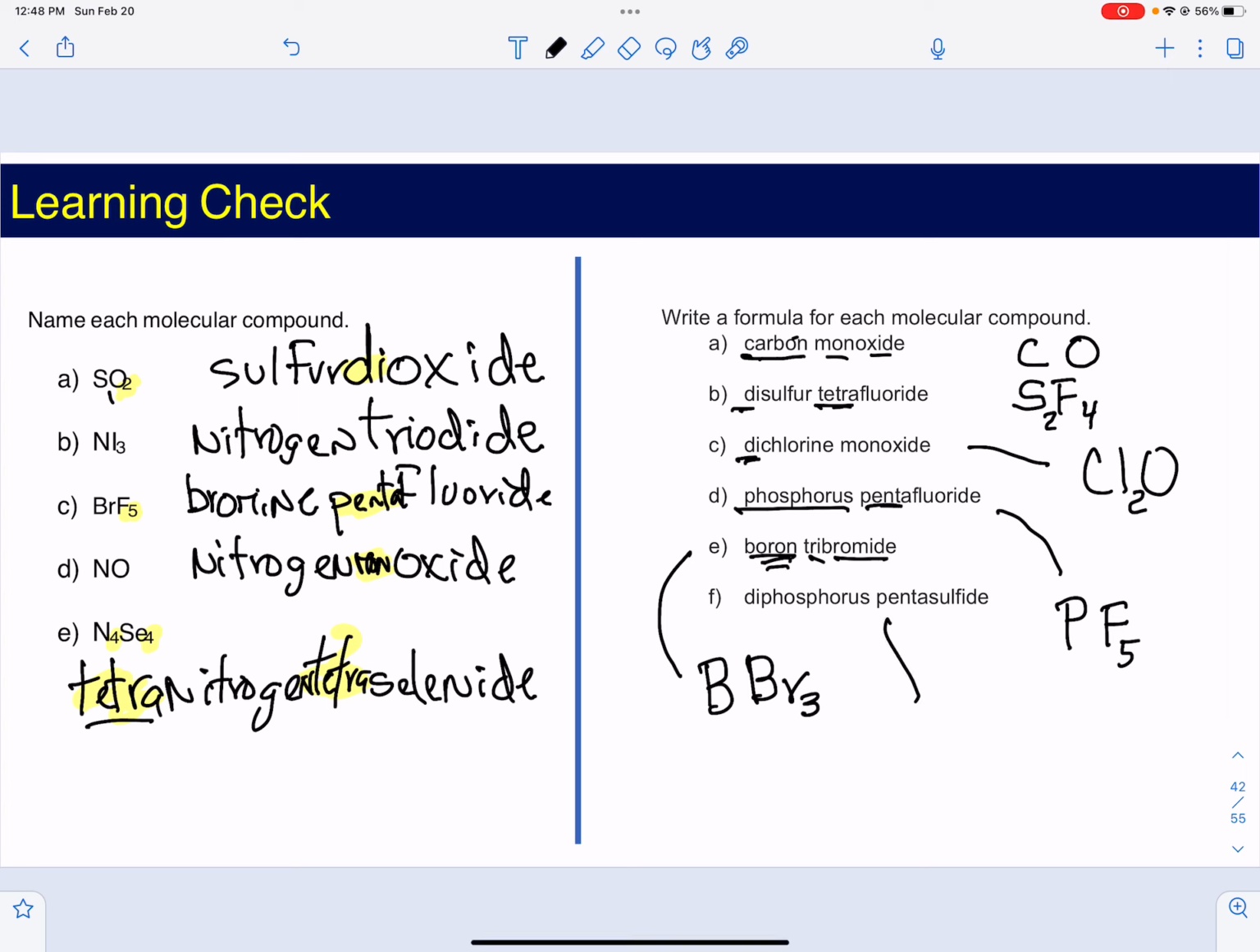And the last one is going to be phosphorus and sulfur. Phosphorus is a di, so we have 2, and sulfur we have 5. So that's how you will do it from the name to the formula.